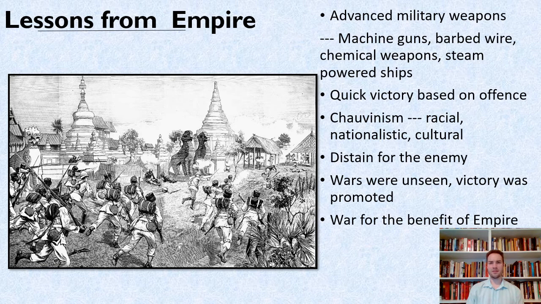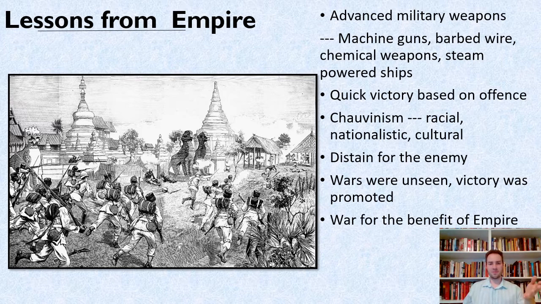Things like machine guns, barbed wire, chemical weapons, steam-powered ships that allowed them to get steam upriver into ports and shell port cities, stuff like that. So all of those things out in the empire had created a situation where when the British or the French or the Germans went and tried to exploit their colonies, they tended to have a really quick victory based on offense only. So if you have really superior weapons, you kind of storm in, you shoot everybody.